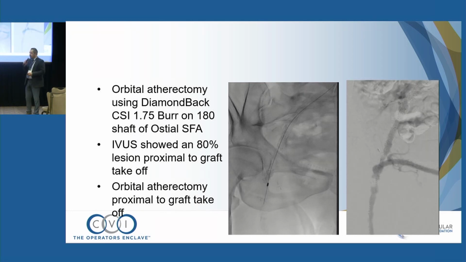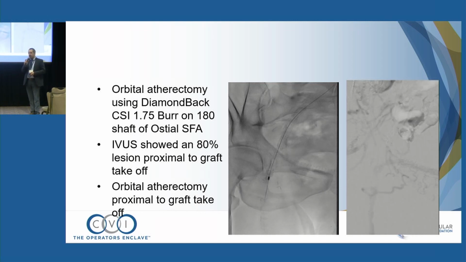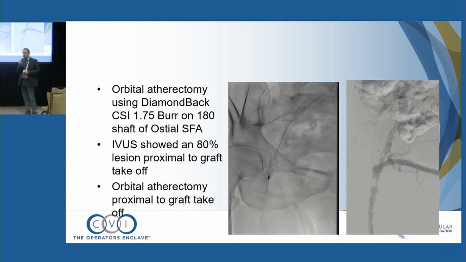We perform more IVUS than traditionally used across the country, but when we have a challenging case or something that we don't understand, we like to do IVUS. We did IVUS, and what we noticed actually proximal to the takeoff of the fem-fem bypass, there was a napkin ring stenosis as well. So we went back and did another run of the orbital atherectomy at that location.